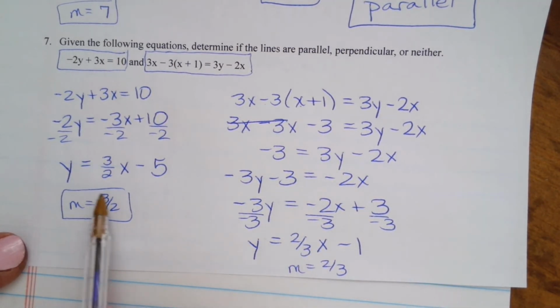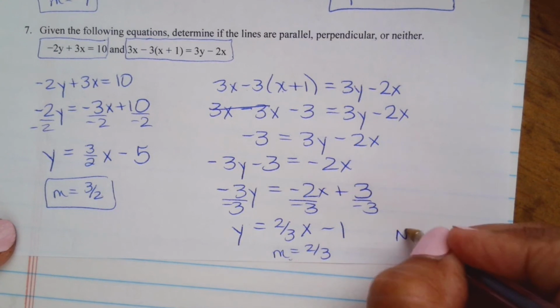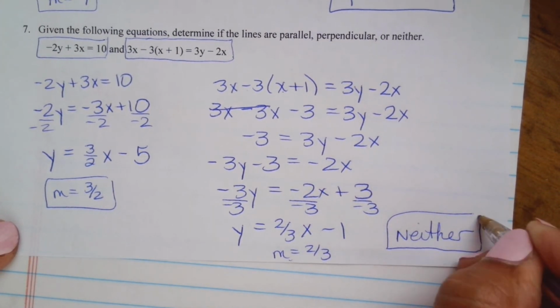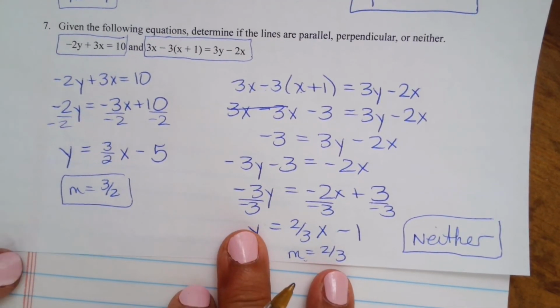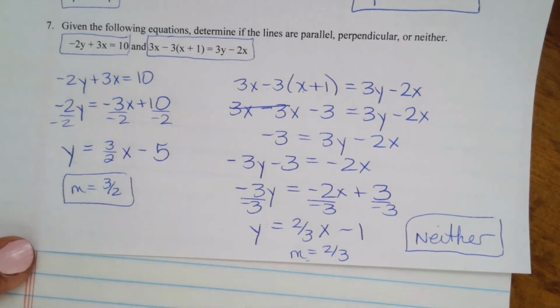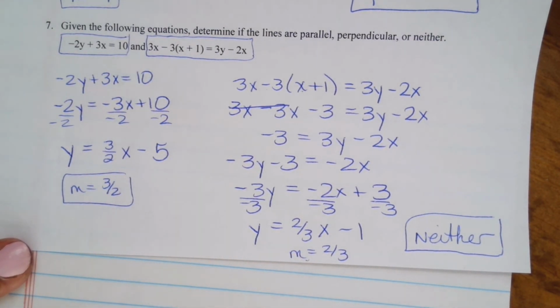Those are not negative reciprocals. They're both positive numbers. So this one would be neither. That's a very common mistake. Some of you might write perpendicular. But remember, to be perpendicular, you have to have one positive and one negative number. Okay? So yeah, they're reciprocals, but one is not negative. So again, if you lose a sign in here, you're going to get the wrong answer. So you got to be real careful. Take your time when you solve these.